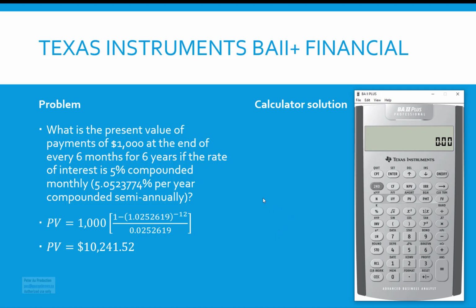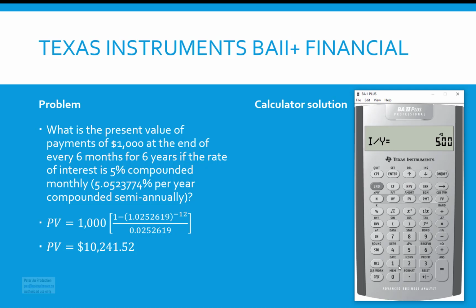The payments are every 6 months for 6 years, which indicates that there are 2 payments per year for 6 years, or 12 payments. Press 12 and then press N. The interest rate is 5% compounded monthly. Press 5 and press I/Y. Again, the calculator will convert the 5% to 5.0523774% compounded semi-annually, as we have set our C/Y to 2. We are looking for our present value, so we leave that for the end.